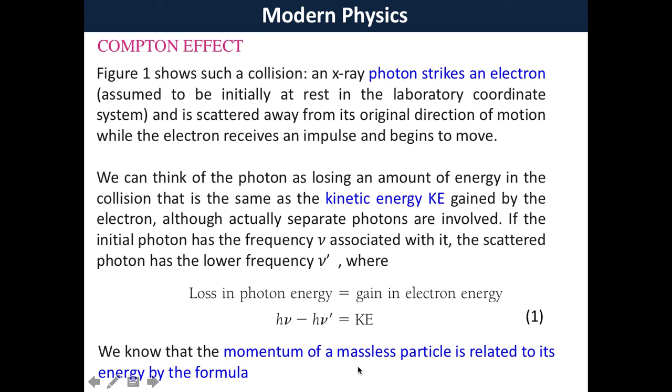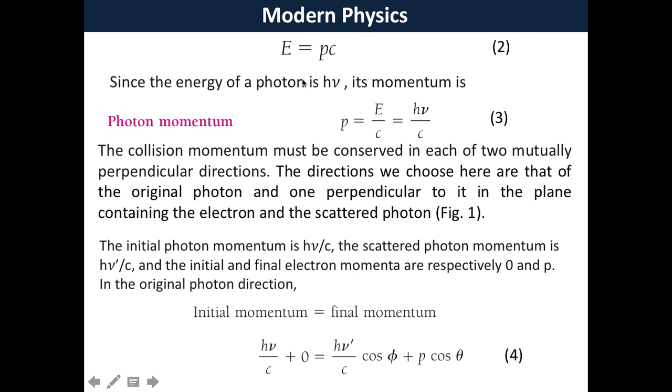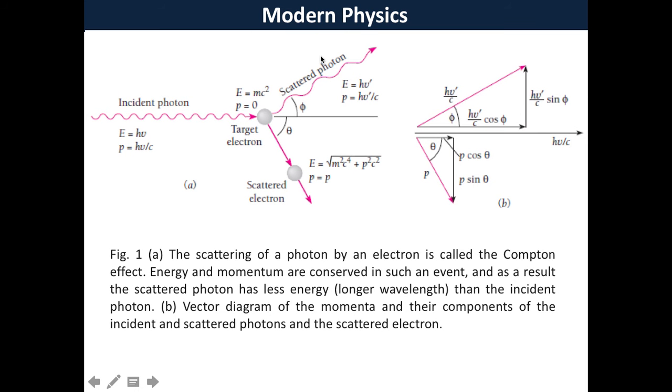We know that the momentum of a massless particle is related to its energy by the formula E is equal to Pc. Before we go further, have a look at the vector diagram of the momenta and their components for the incident photon, the scattered photon and the scattered electron. So this is the scattered photon and this is the scattered electron. Here the horizontal and vertical components are h nu prime by c cos phi and h nu prime by c sin phi. For the scattered electron, the horizontal component is p cos theta and the vertical is p sin theta.